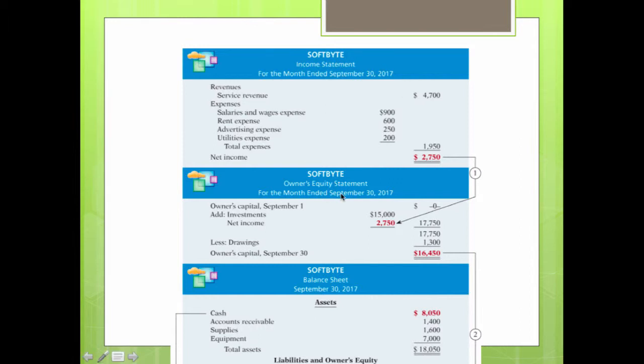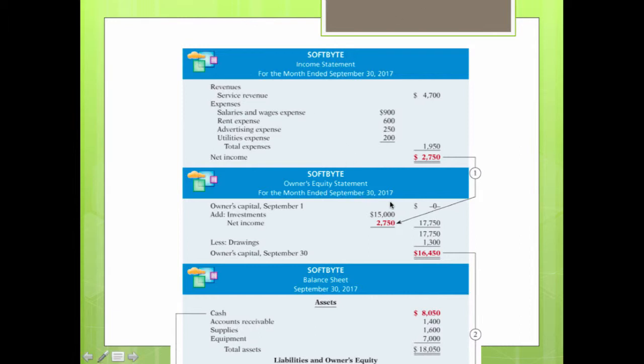Now, the owner's equity statement summarizes the changes in owner's equity for a specific period of time. Remember that owner's equity is what the owner can claim once all liabilities have been paid. So for this statement, which is also for the month ended September 30th, 2017.